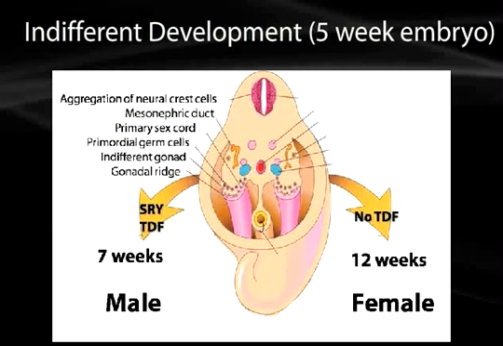There's going to be an aggregation of the neural crest cells on the dorsal aspect of the embryo, and then the intraembryonic coelom, and along the edge of that you're going to have the indifferent gonad developing around the T10 dermatomal region.